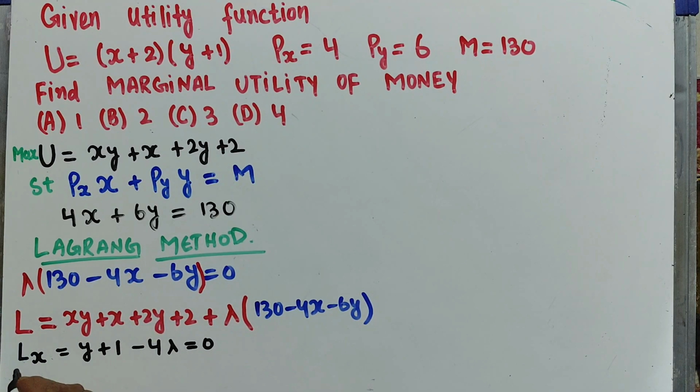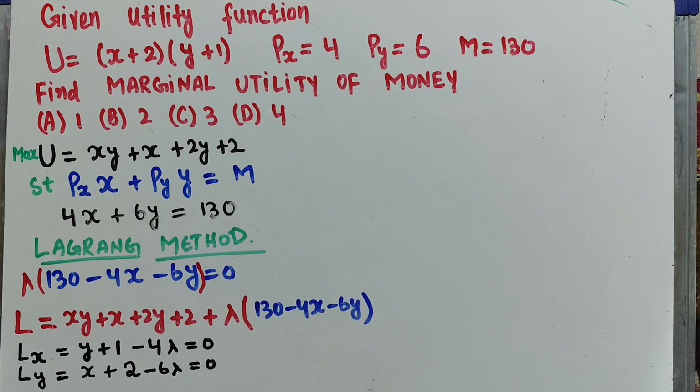Similarly, we need to find L y, that means the partial derivative of the Lagrange function with respect to y. Derivative of y is 1, we are left with x, plus the derivative of x is 0 because we are taking the partials with respect to y. Derivative of 2y is 2, and the derivative of y in the last term will be equal to 1, so we are left with minus 6 times lambda, and we set it equal to 0.